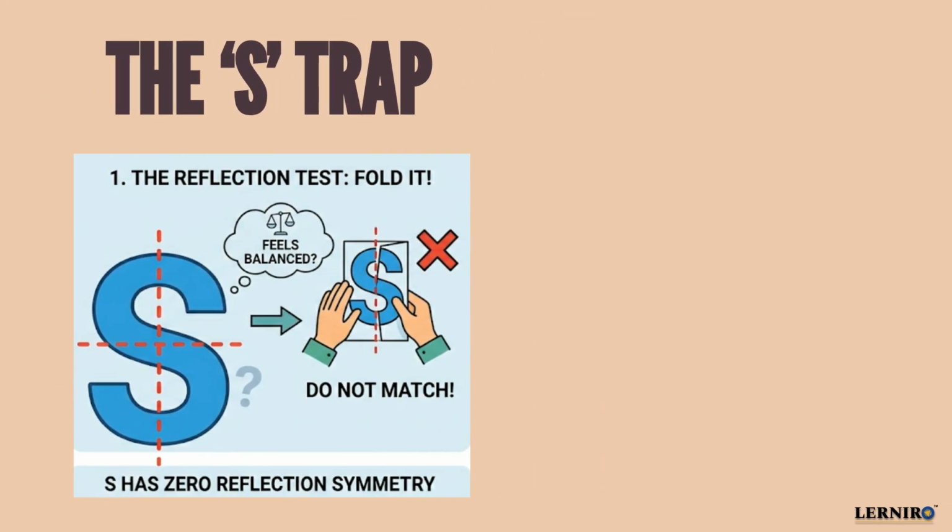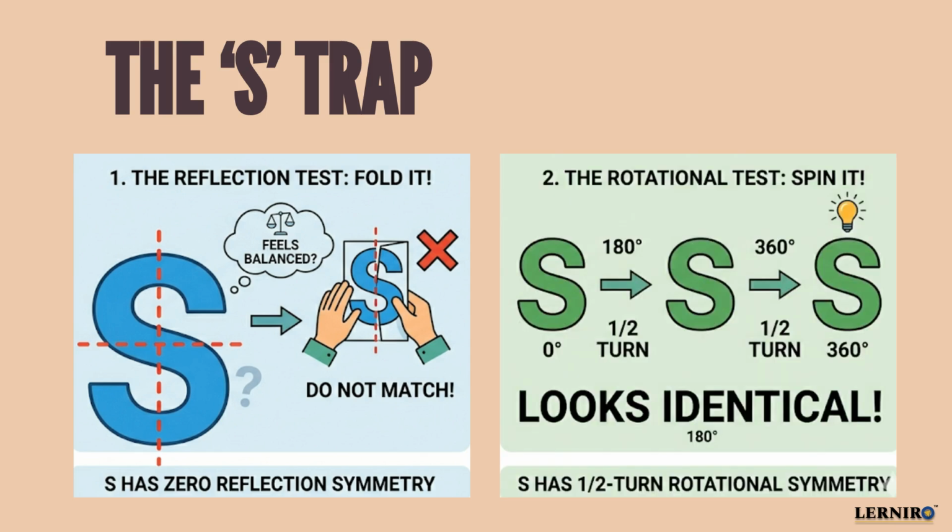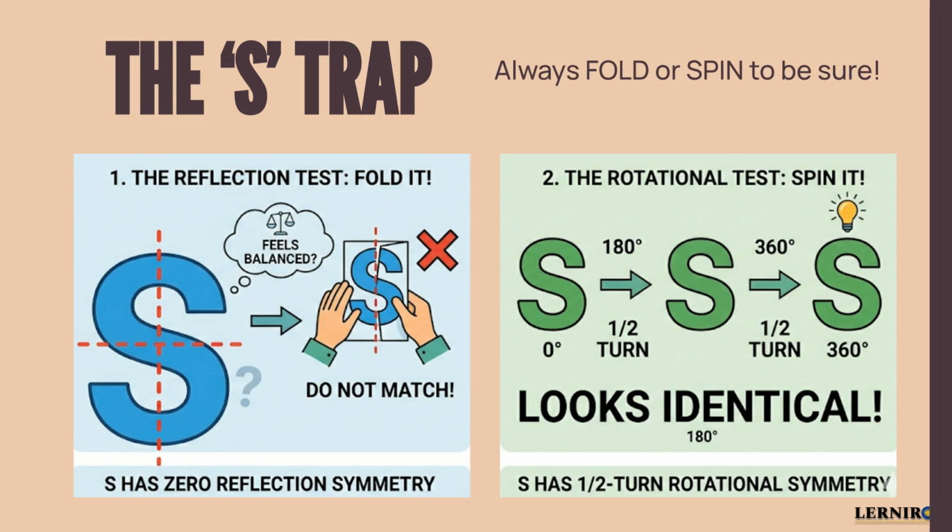Many think the letter S has a line of symmetry because it feels balanced, but try folding it. The parts do not match. The error is confusing balance with mirroring. The aha moment comes when you rotate S by one half turn. It looks identical. S has rotational symmetry, but zero reflection symmetry. Always fold or spin to be sure.